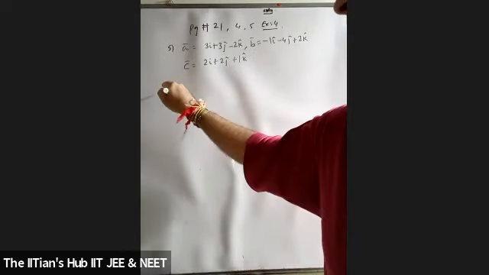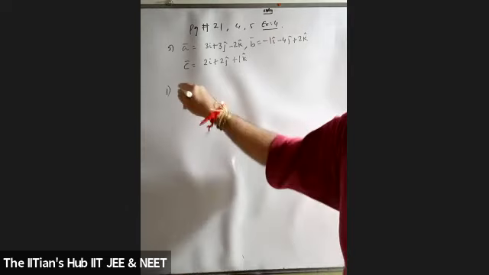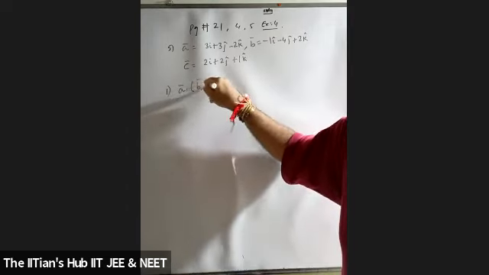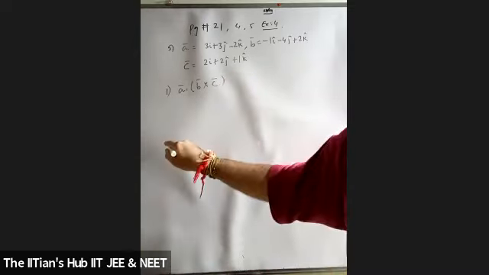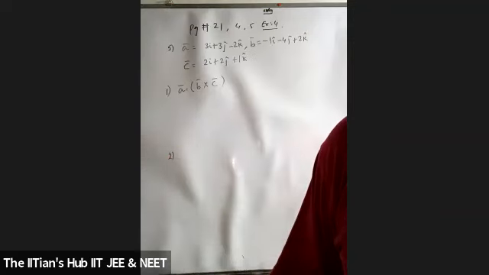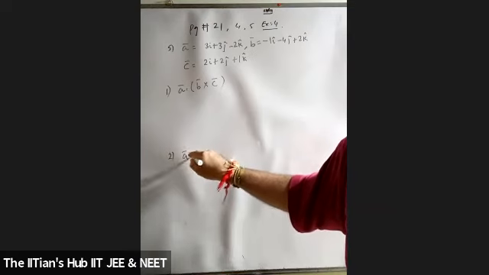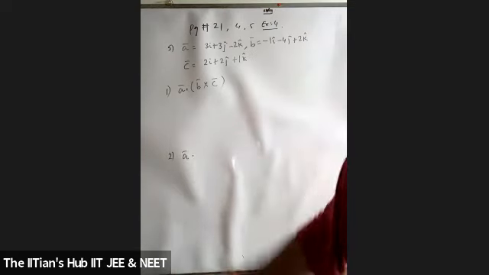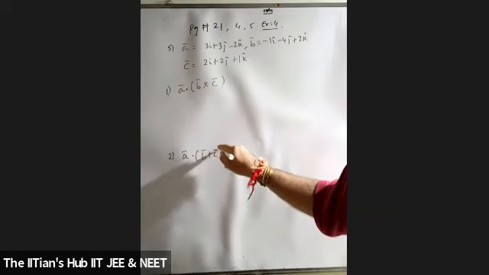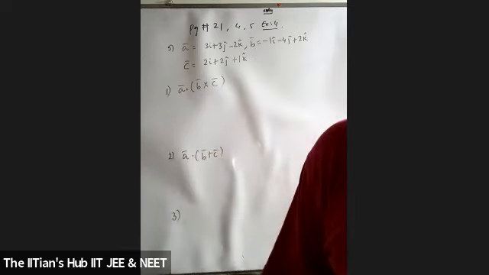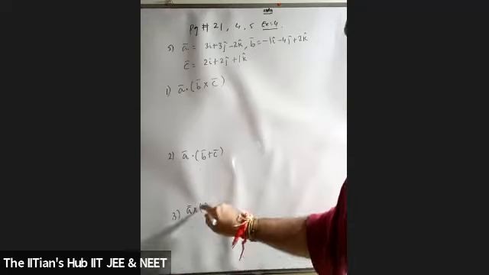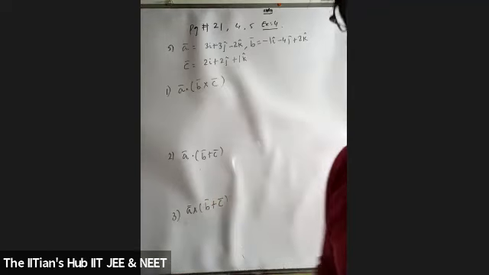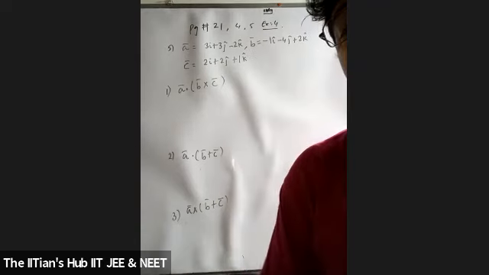For those students who do not have the book in front of them, the first question asked is: find A bar dot B cross C. That's your first question. The second question asked is A bar dot B plus C. And the third question asked is A bar cross B plus C. Students, are the three questions clear to all of you?